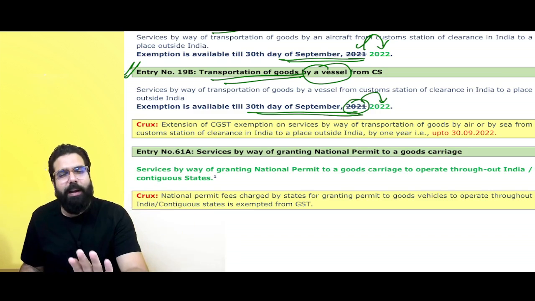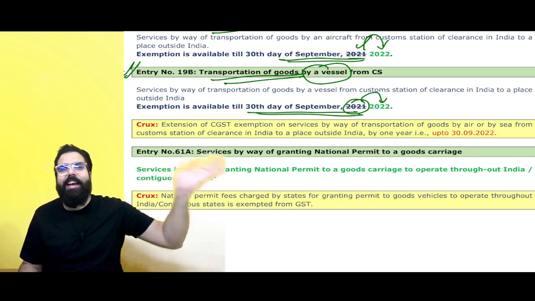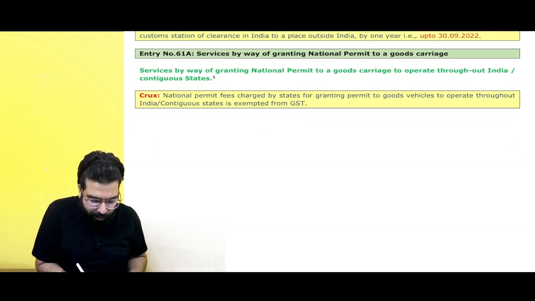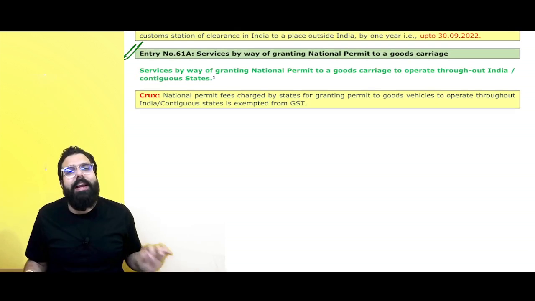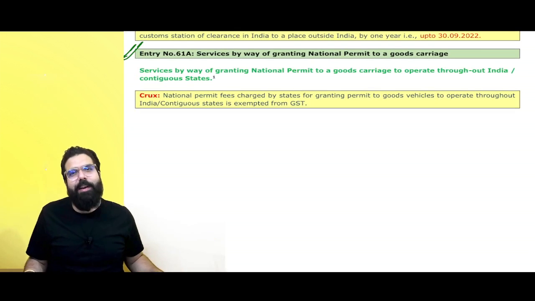That's all. What has happened? The exemption is extended till 30th September 2022. Sir, what is this? Entry number 61A. It's a new entry which has been inserted.